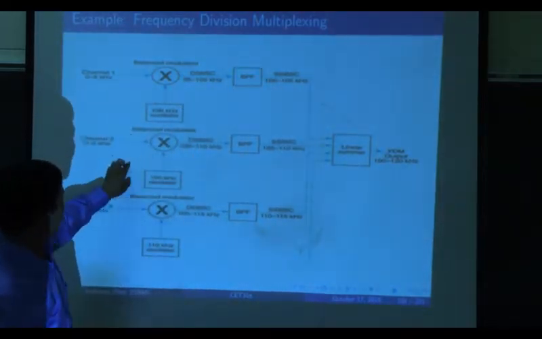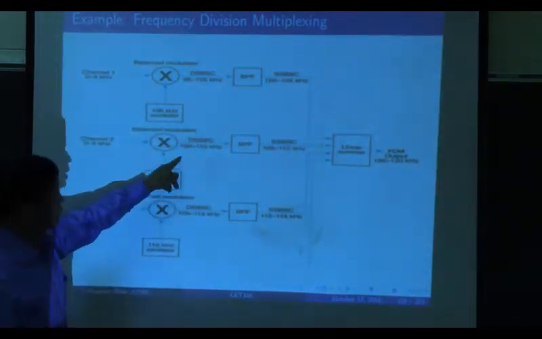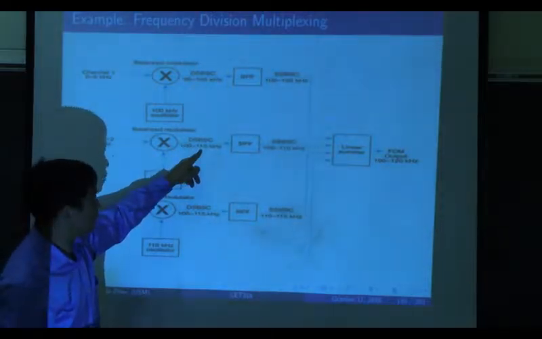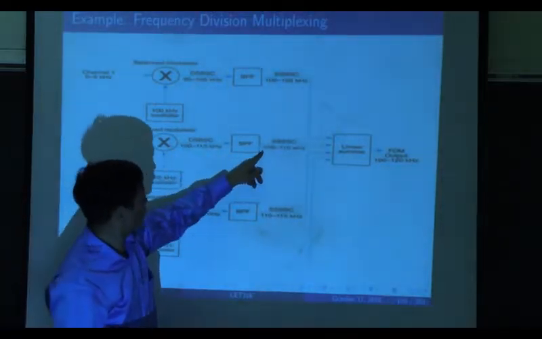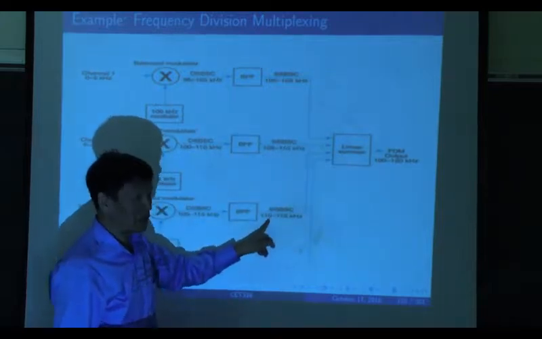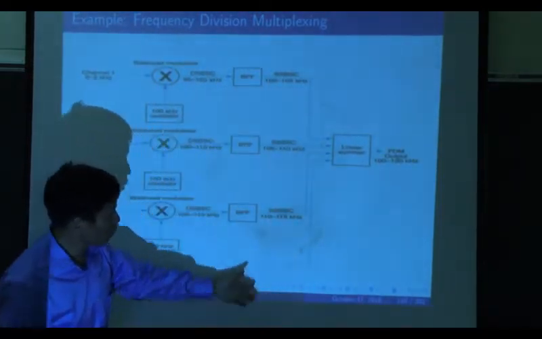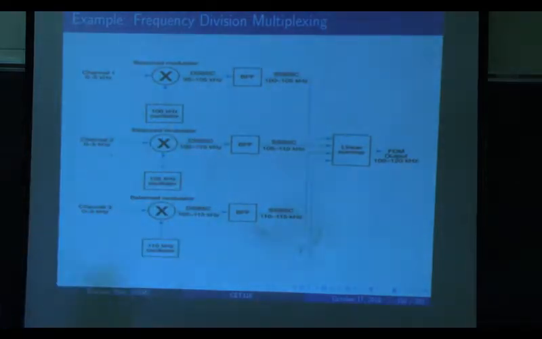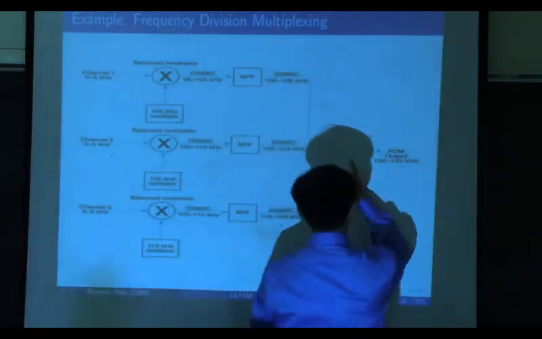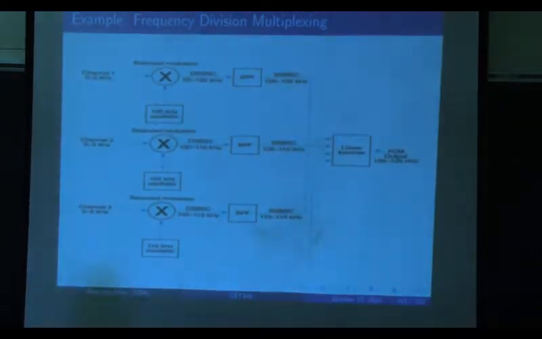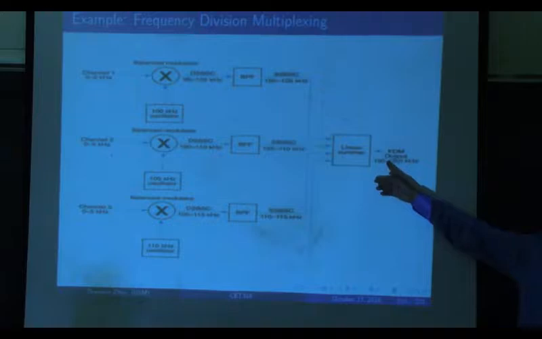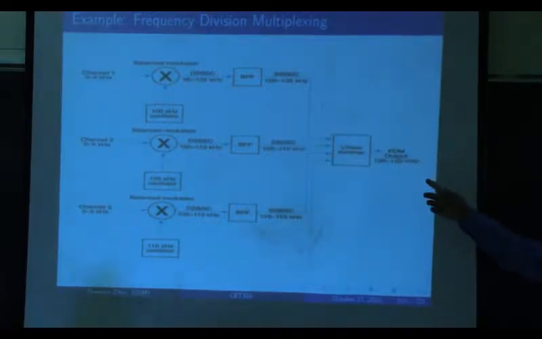Same thing for the second one. The center frequency is 105, so this one will be 100 to 110, and again the upper sideband equals 105 to 110. This one is 110 to 115. Another one is 115 to 120. Then we have all these four channels of single sideband suppressed carrier signal. Then we add them up together, a linear sum, just directly add them together. So the bandwidth will be from 100 to 120. So we transmit these four channels at the same time with the same channel.